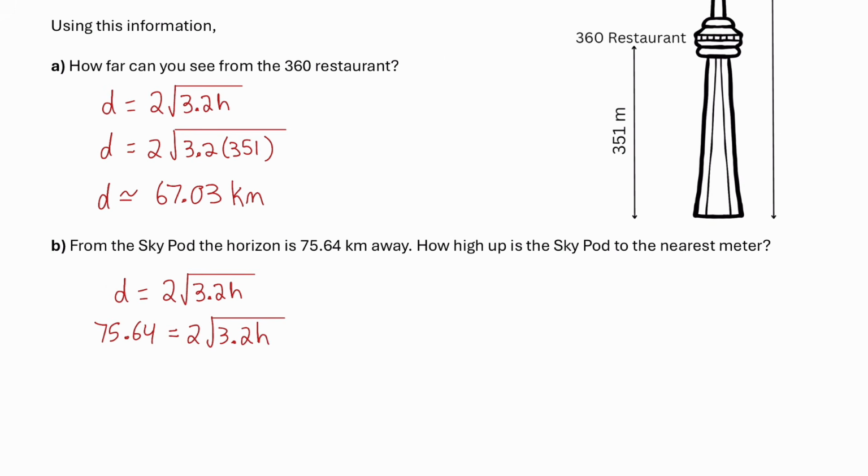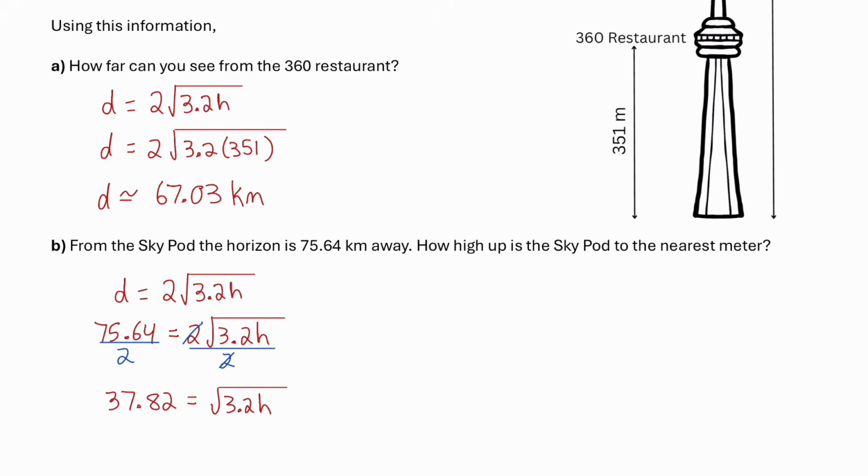And now to figure out the height, I'm going to have to rearrange this formula to isolate my unknown variable h. So to isolate this h, I'll need to use inverse operations. The square root of 3.2h is being multiplied by 2, so I can move the 2 to the other side by dividing both sides by 2. On the right, the 2's cancel, 2 divided by 2 is 1, and on the left, half of 75.64 is 37.82.